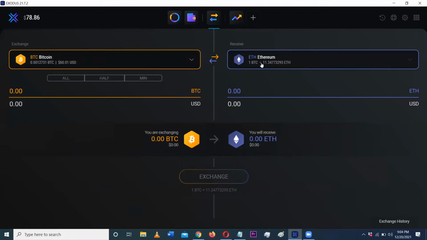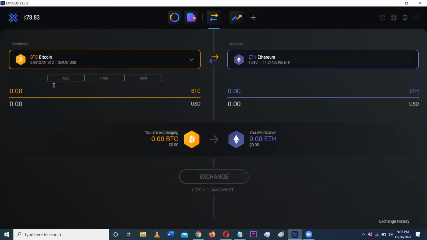So right down here, you see the rate. So 1 Bitcoin equals 11.344 Ethereum. It means that if I had a full Bitcoin and I wanted to convert it to Ethereum, that is how much I'd be getting. Obviously, I don't have a full Bitcoin in my account. The Bitcoin I have is 0.0012, which is equivalent to, well, it was $60. It's now 59.9. So it's come down by a few cents.